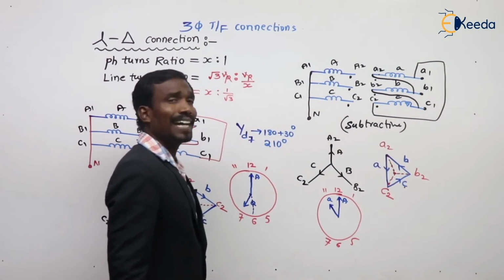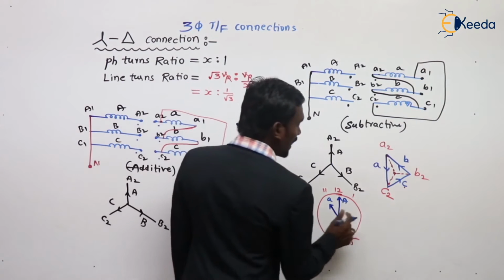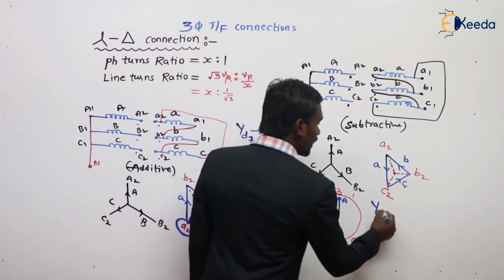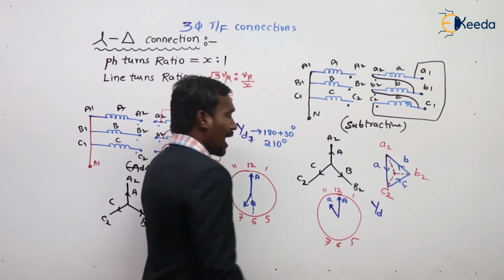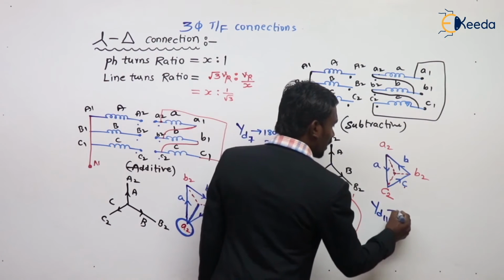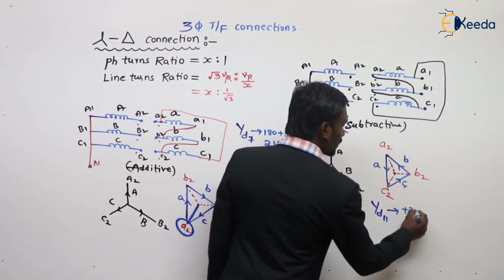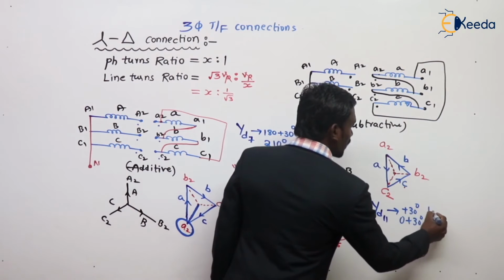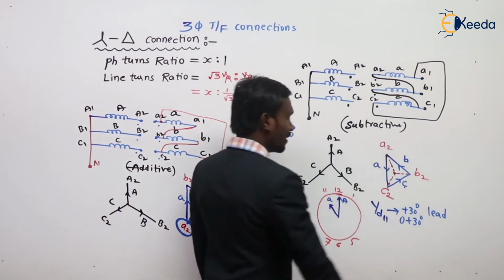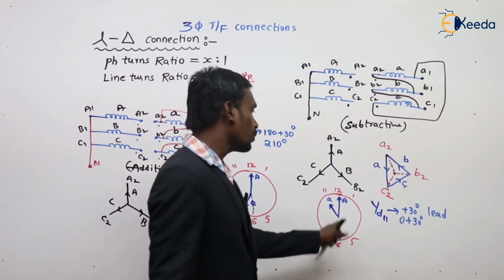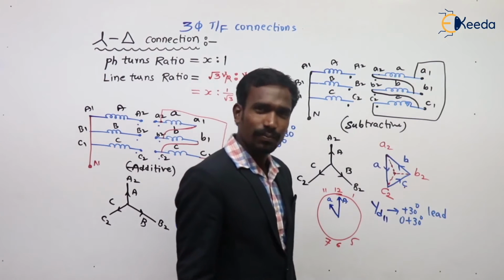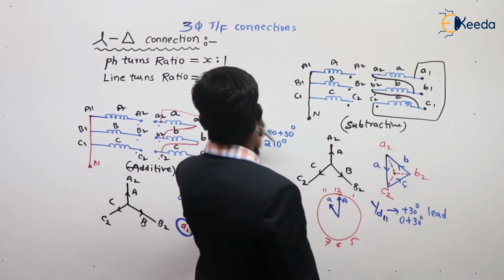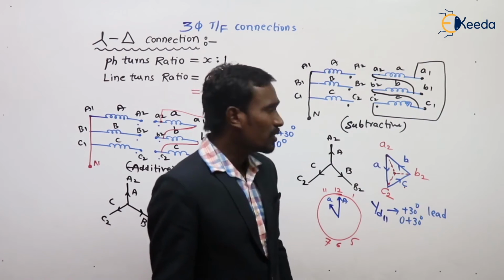Now tell me what is the angle. The primary is the star, the secondary is the delta, and the time is 11 o'clock. 11 o'clock is nothing but plus 30 degrees, that is 0 plus 30 degrees, nothing but leading, advanced. This is the three-phase transformer connection in the star delta.